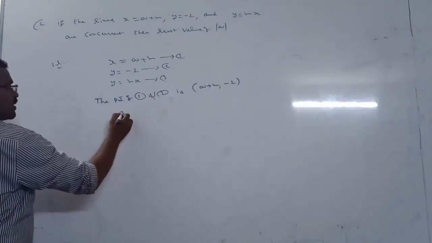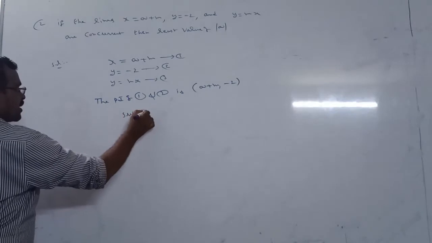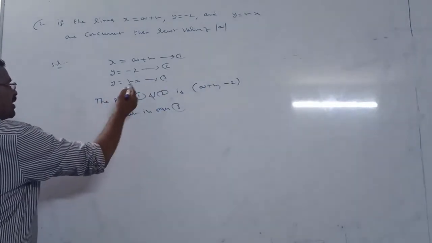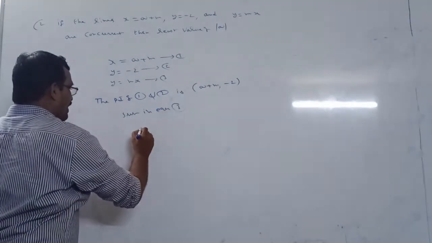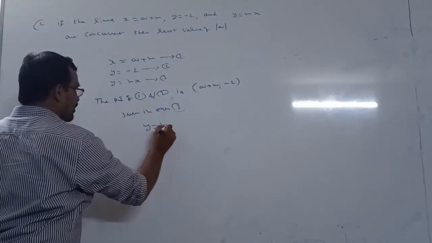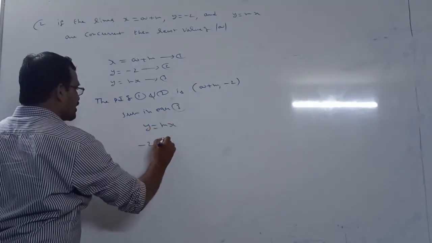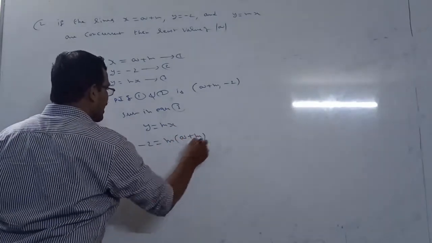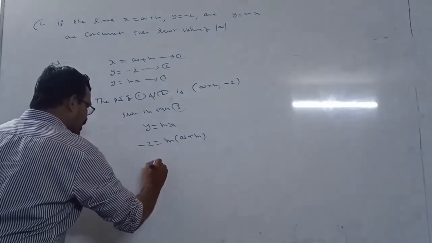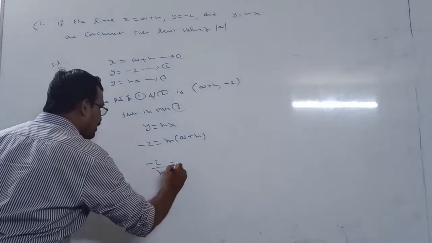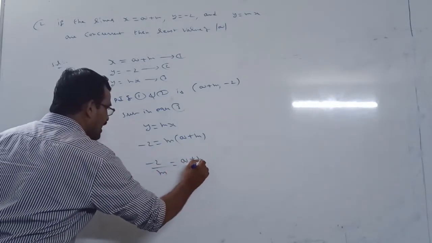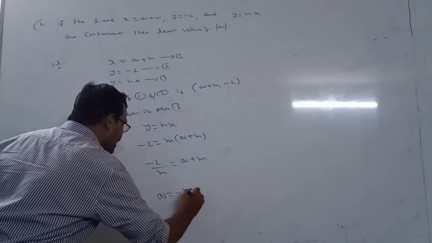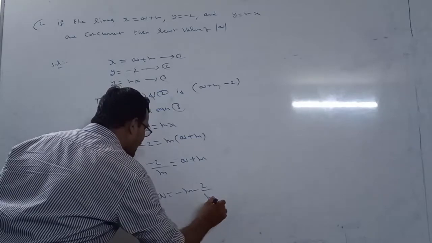Now substitute this in equation 3. Equation 3 means y equal to mx. Y means minus 2, and m into x means a plus m. So minus 2 by m equal to a plus m. I want the value of a. A is nothing but minus m minus 2 by m.